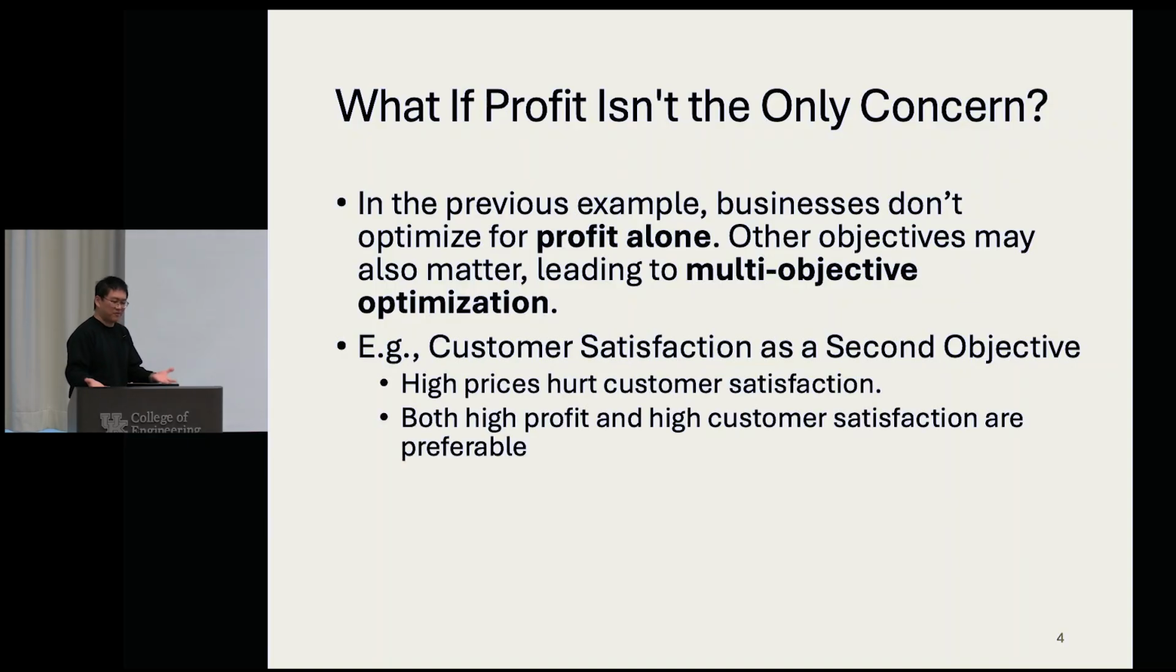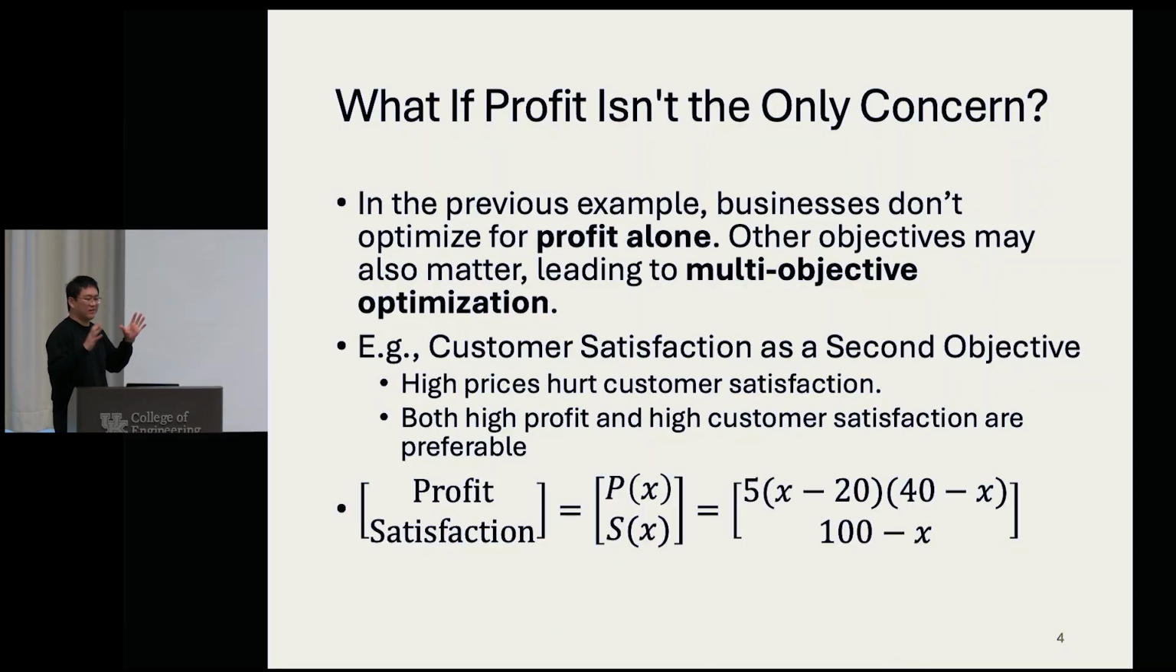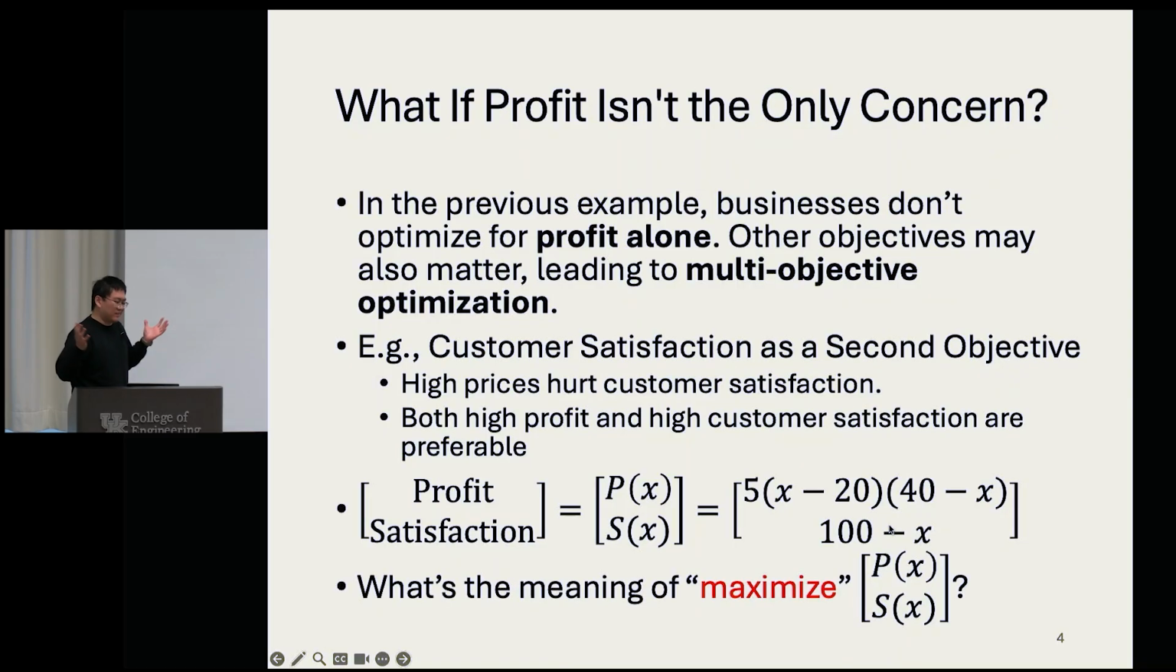If we are considering customer satisfaction, then we have some relationship with the price. A high price hurts customer satisfaction, and we actually want both high profit and high customer satisfaction. So if we write it down, indeed we have two quantities that we want to maximize: profit and satisfaction. Here we just use a very simple linear function to denote the satisfaction with respect to the price. So it's 100 minus x.